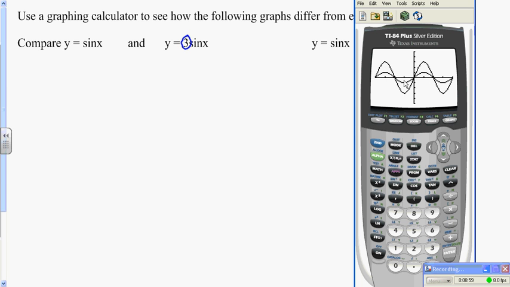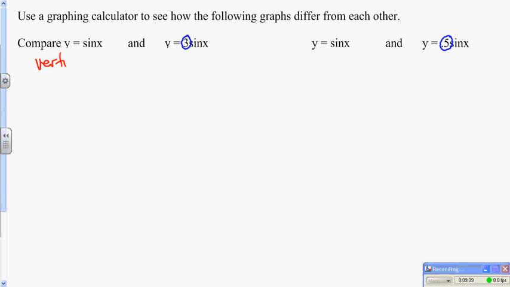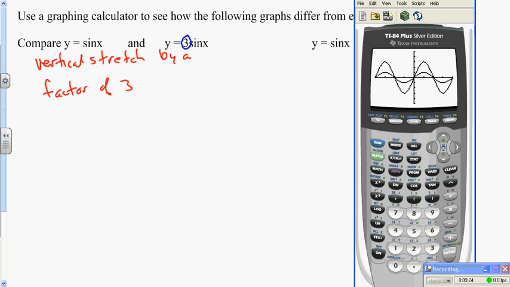And what does that mean? Well, this is a vertical stretch. We will say that this is a vertical stretch by a factor of 3, because if you notice, it was supposed to be at 1, and now it goes as high as 1, 2, 3.